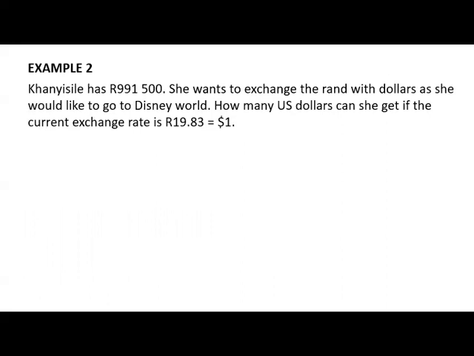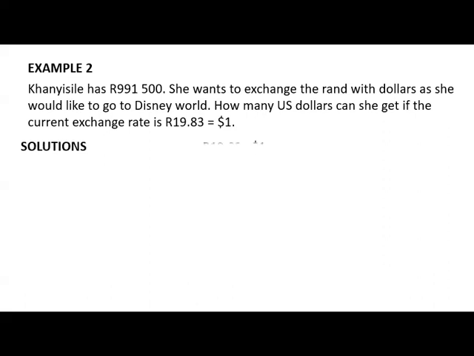Okay, now here it says Kanyisela has 991,500 rands. She wants to exchange the rand for dollars as she would like to go to Disney World. How many US dollars can she get if the current exchange rate is 19 rand 83 is equal to $1? I actually looked at the currency news today, and we are sitting at 18 rand 85. I don't know what actually strengthened the rand against the dollar.